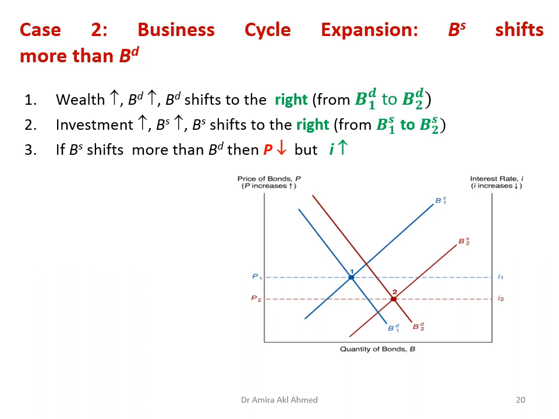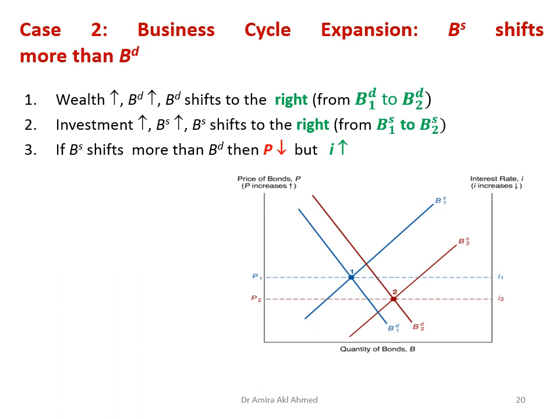In order to examine the impact of an expansionary business cycle on the equilibrium interest rates, let's use the attached figure and start our analysis by describing the initial equilibrium in the bond market. The bond market is at equilibrium at point 1, where the original demand curve for bonds intersects with the initial supply curve of bonds. At this point, the market clearing price is P1 and the market clearing interest rate is I1.